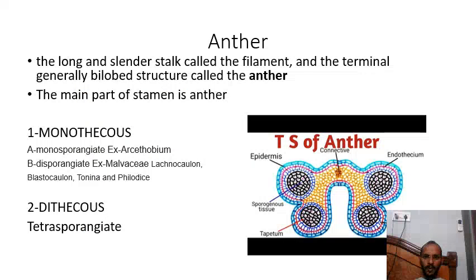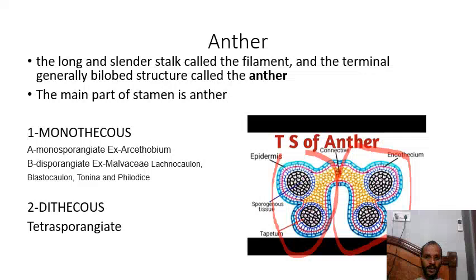Next, the anther is very important. So what is an anther? The long and slender stalk is called the filament, and the terminal, generally bilobed structure is called the anther. Suppose we cut the anther by transverse section. It will look like this. It is known as theca. What is known as theca? In the theca, we can see spores: one spore, two spores, three spores, and four spores.